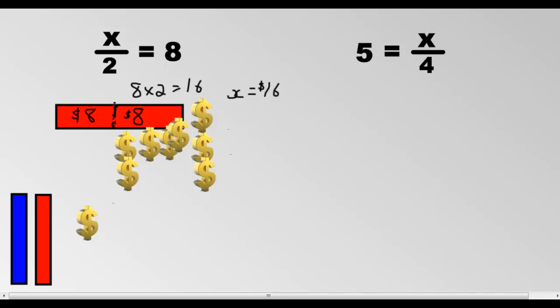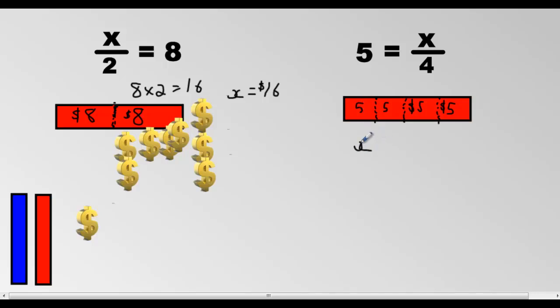Looking at this side here, we look at the variable and we see that x is now split into 4 pieces. So we will take our x. We will cut them into 4 parts. Here's half. And here's 4 parts. And when you do that, it is worth 5. What is worth 5? A fourth of x is worth 5. This is worth $5. So that must mean since this piece is the same size, it is also worth $5, and they are all worth $5.